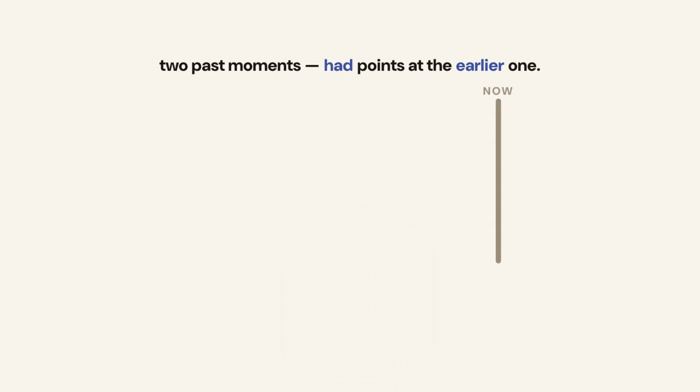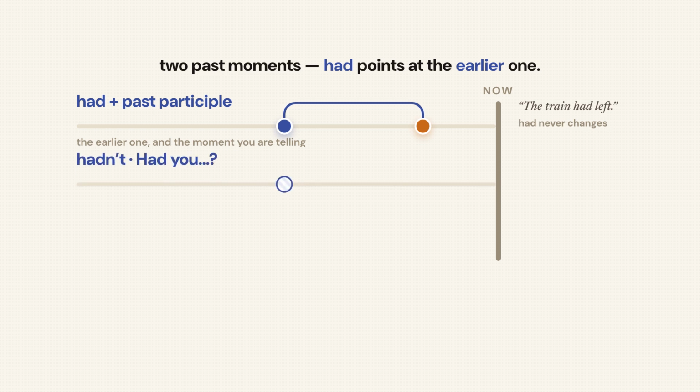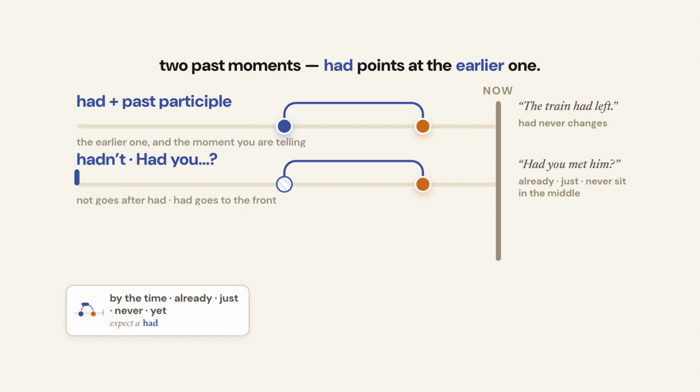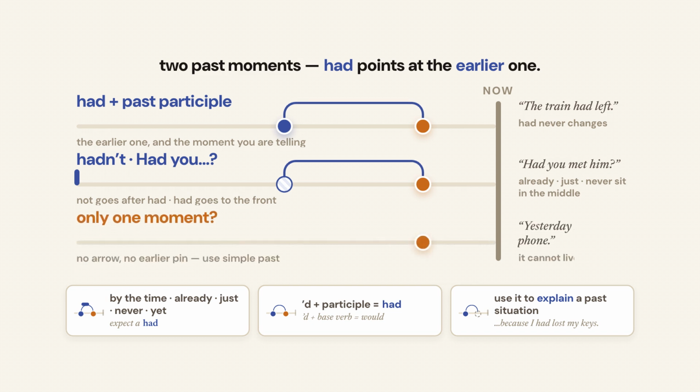Let's put it all together. The past perfect is the past before the past. The form is had plus past participle, and had is the same for everybody. Negative, hadn't. Question, had goes first. Look out for by the time, already, just, never, and yet. Use it to explain why something was true in the past, and it needs a second past moment. On its own, it is not finished.